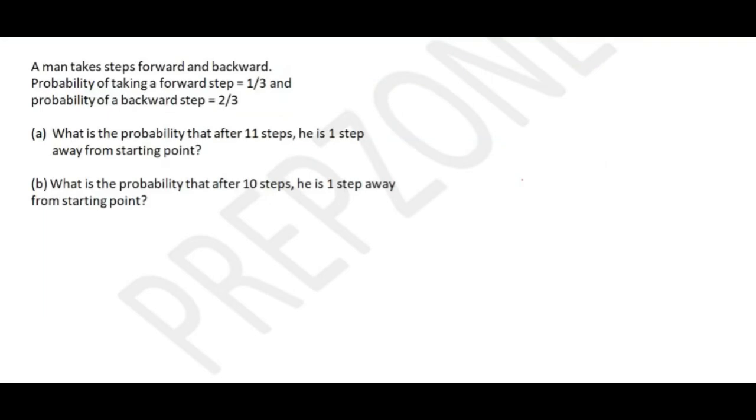Again, simple logical reasoning. No method, no formula. Just think it out. A man takes a step forward or backward. Either he will go one step ahead or one step back. Probability of taking a forward step is 1 by 3. Probability of taking a backward step is 2 by 3. Now after 11 steps in total, he's 1 step away from the starting point. Which means out of 11 steps, he would have taken some steps forward, some steps backward. Sum of both is 11, but net displacement is only 1 step away from the starting point.